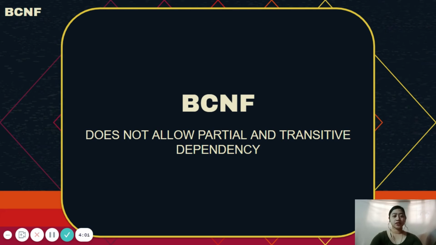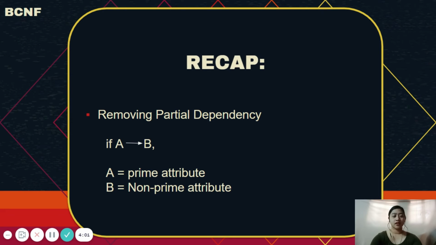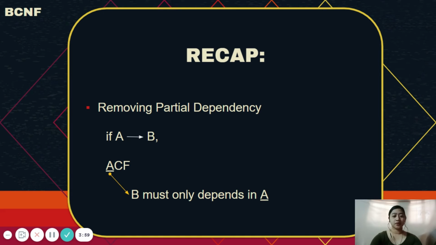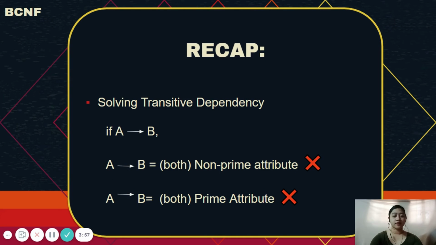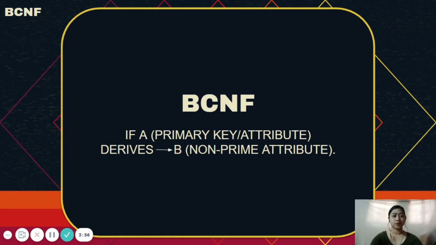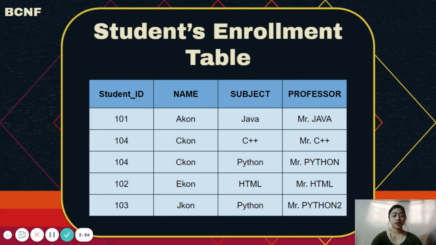Again, in removing partial dependency, if A derives B, A must be a prime attribute or a primary key, while B must only depend on the A attribute if A is part of a candidate key ACF. While in removing transitive dependency, if A derives B, attribute B should not depend on the A attribute if both are non-prime attributes. Therefore, in BCNF functional dependency, if A derives B, A should always be a primary key that derives a non-prime attribute B. For example, this one.